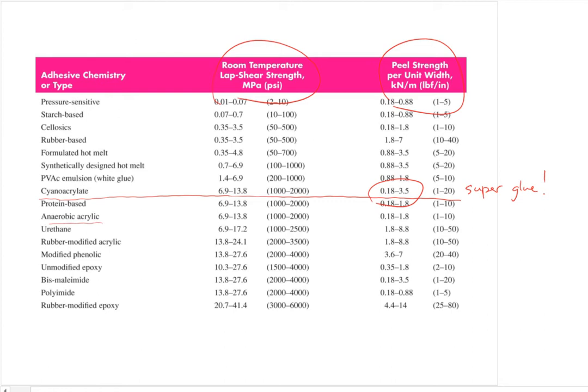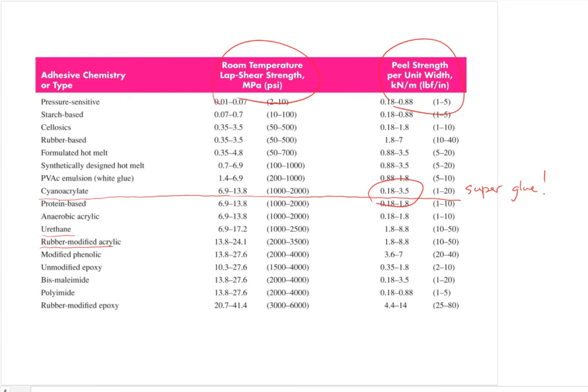Was that more heavy duty? No, where's the 1.8? Urethane, and rubber modified acrylic. Maybe you need to upgrade to something like that. But this can help you if you had a glued joint and it's not working. You might want to calculate or find from a table like this what its peel strength is, and if it's not sufficient, pick something a little bit more heavy duty.